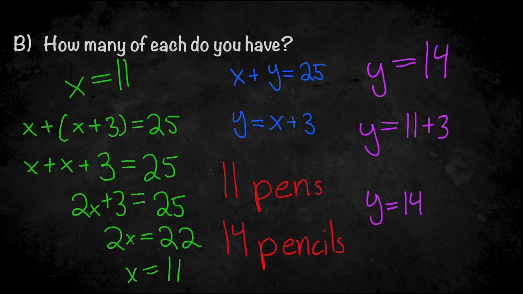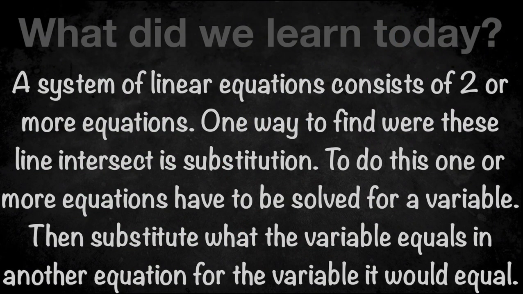Now that we have solved this problem, let's review. What did we learn today? We learned a system of linear equations consists of 2 or more equations. One way to find where these lines intersect is substitution. To do this, 1 or more equations have to be solved for a variable. Then substitute what the variable equals in another equation for the variable.